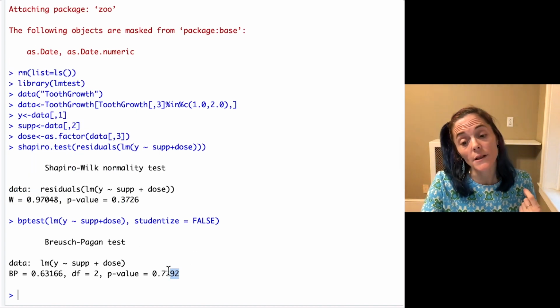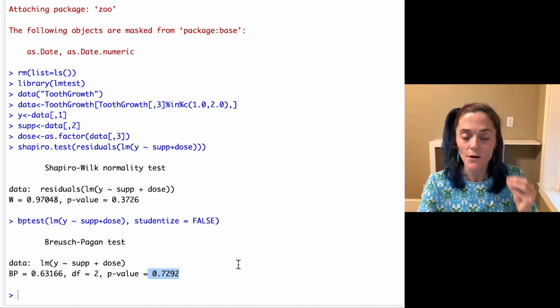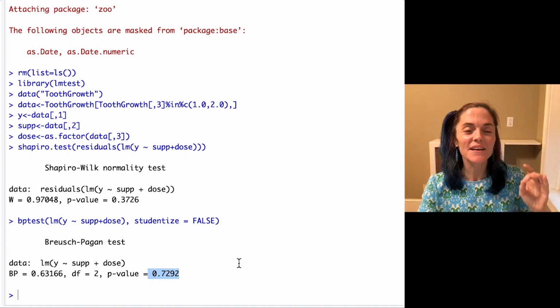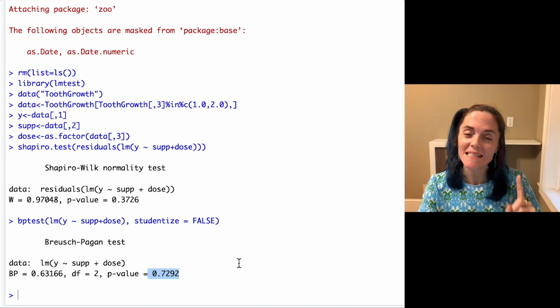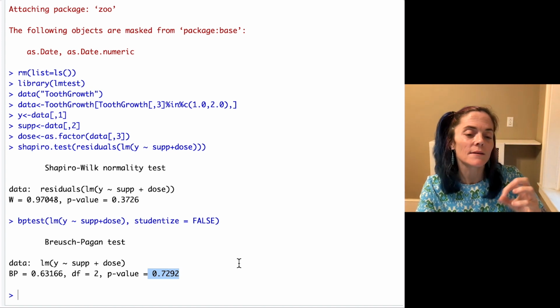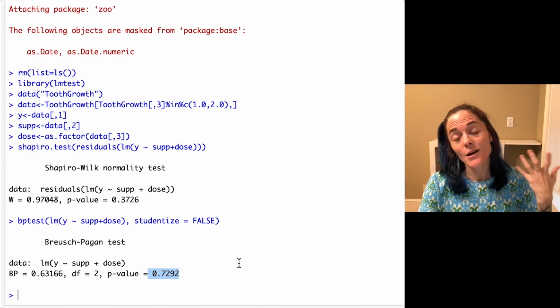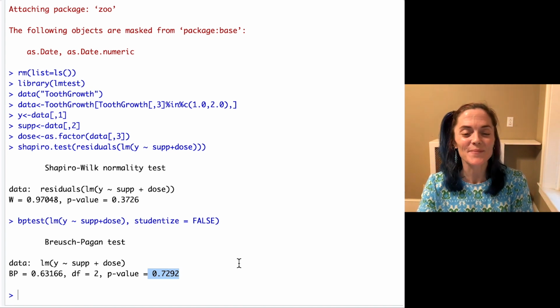Once again, I have a very large p-value. I failed to reject its null hypothesis. I cannot conclude the data do not satisfy the homoscedasticity assumption. So based on these two tests, I could run the two-way ANOVA, in this case, without the interaction term.